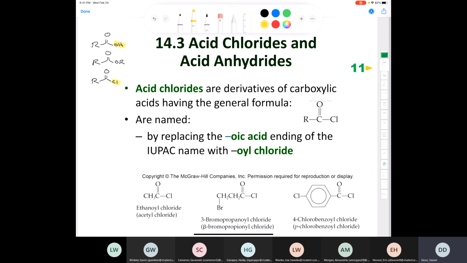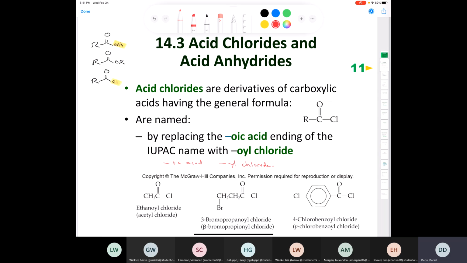And how do you name them? Well, if you can name a carboxylic acid, which I'm pretty sure most of you are able to do by now, you can name an acid chloride. You change oic acid to oyl chloride, and if it ends in simply ic acid, you change it to yl chloride.